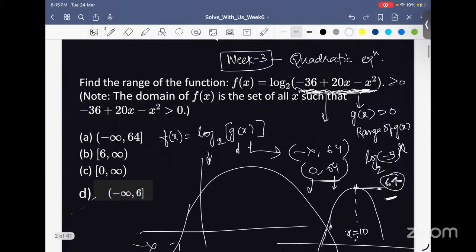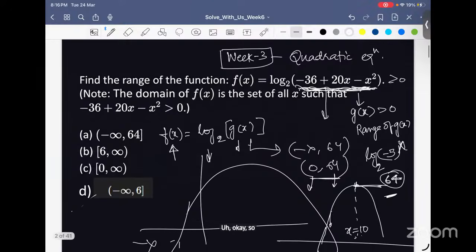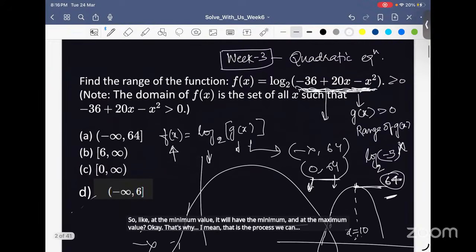Is this clear to everyone? Yes, sir. Sir, this 0 to 64 is the possible values that we can put inside this argument, right? For fx, correct. Just because it is a strictly increasing function, at the minimum value it will have the minimum, and at the maximum value the maximum. That is the process we can find the range, right?